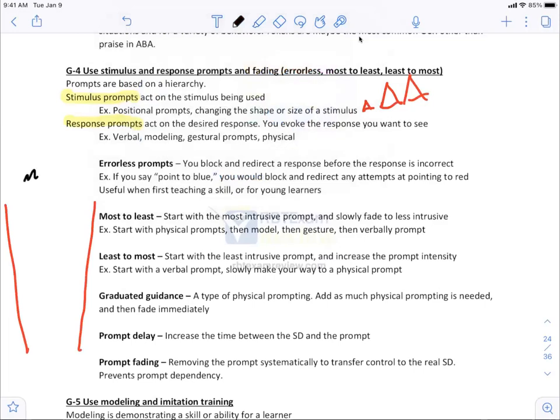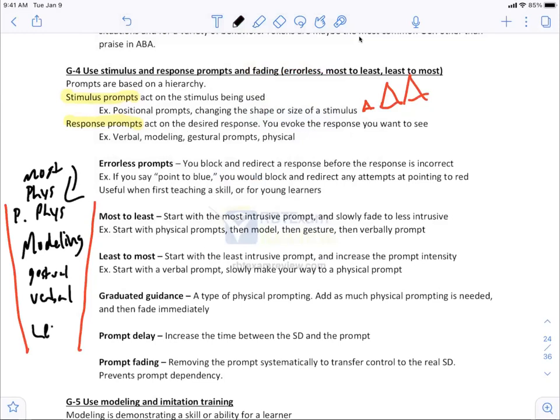What's the most? Well, physical, partial physical, modeling. And then depending on who you ask, right, we have gestural, verbal. Okay, just depending on who you ask, those can change, but you get the idea, right? We have our most intrusive, okay, physicals, partial physicals, all the way to the least intrusive down here at the bottom. So when we talk about most to least, you're going to start with one of these most intrusive prompts, slowly fade it to least intrusive.